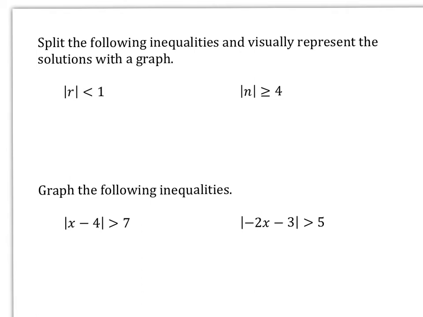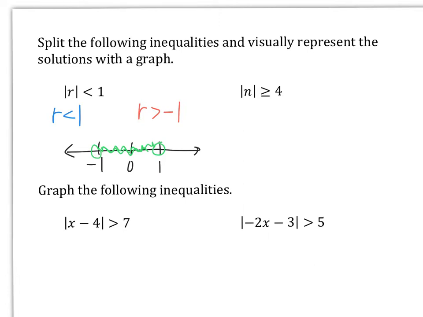Split the following inequalities and visually represent the solutions with a graph. Okay, so we have the absolute value of r is less than 1. So let's go ahead and write our two cases. R is less than 1, and r is greater than negative 1. I'll go ahead and graph my solution here, negative 1 and 1, 0 in the middle. And I will put an open circle at negative 1 and 1, and I want everything less than 1, but greater than negative 1. So I'll fill in the middle there.